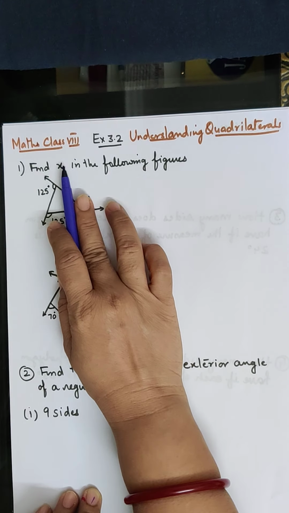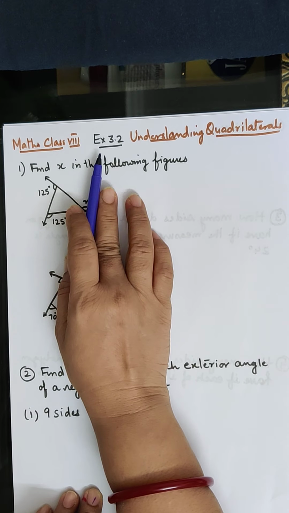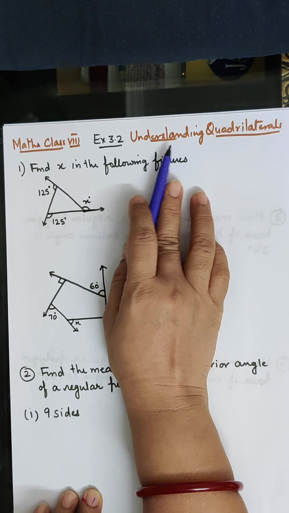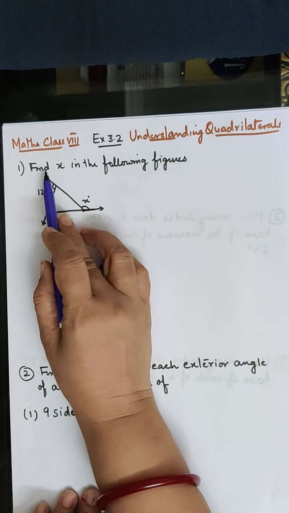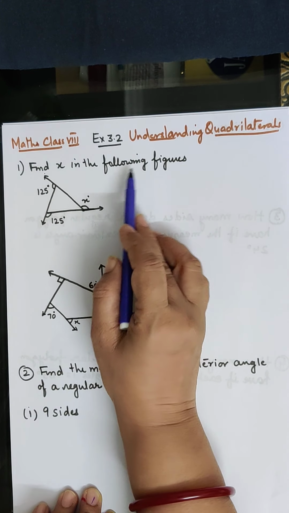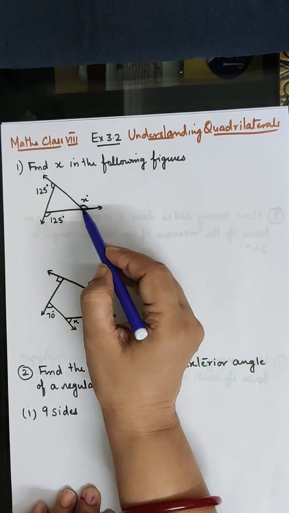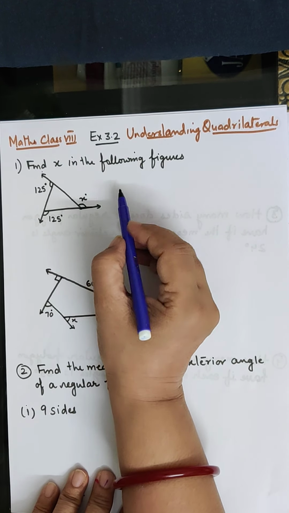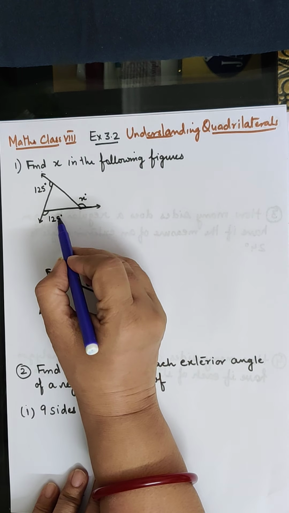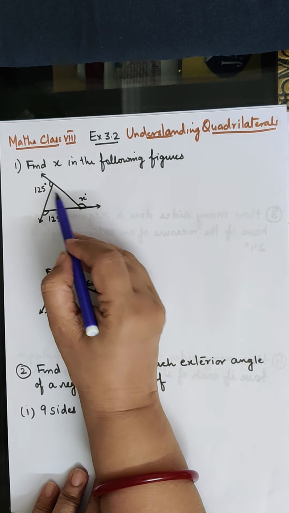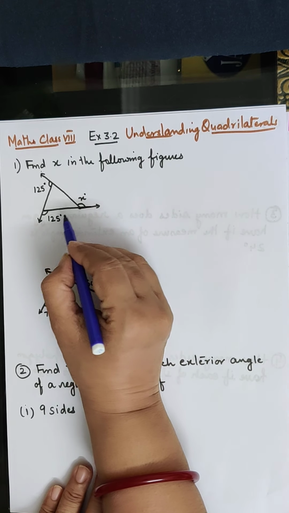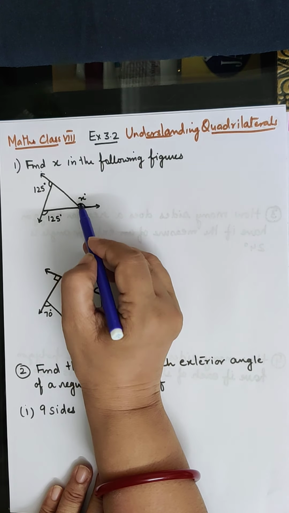Yes, children, today we shall start exercise 3.2 from the topic Understanding Quadrilaterals, question number 1. We have to find x in the following figures. These figures are given. We have to find the measure of x. Okay, so we already know that sum of the exterior angles of a polygon is 360 degree. So we will use this property to find the measure of x.